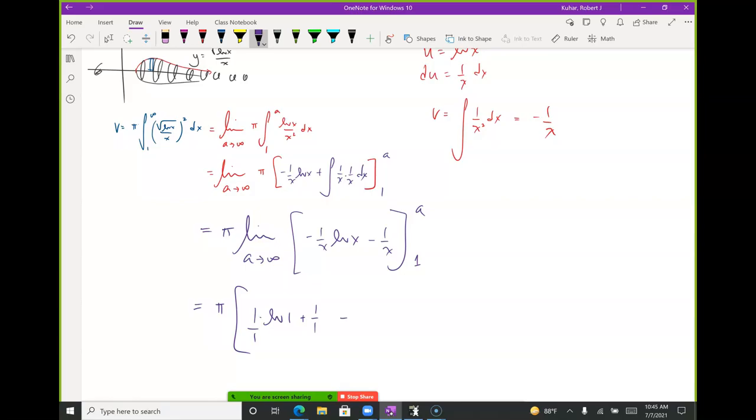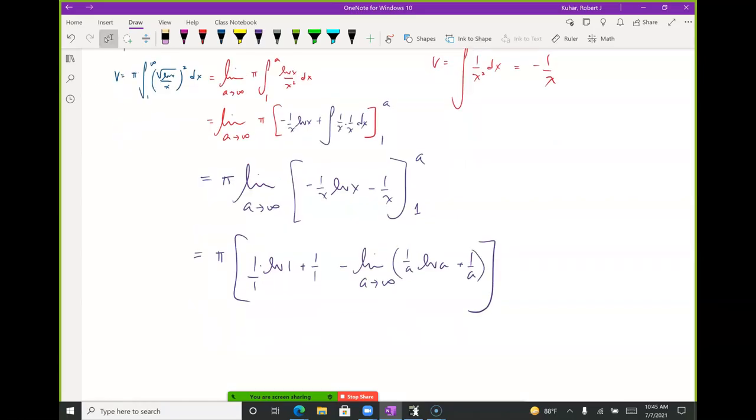So minus the limit as a goes to infinity of 1 over a ln of a plus 1 over a. So remember, when you evaluate at a, you keep the signs, and when you evaluate at 1, you change the signs. I just put them first so that I could have a nice clean version of my limit at the end. And this is nice, because ln of 1 is 0, right? So I can see I'm going to get pi times 1 minus this limit.